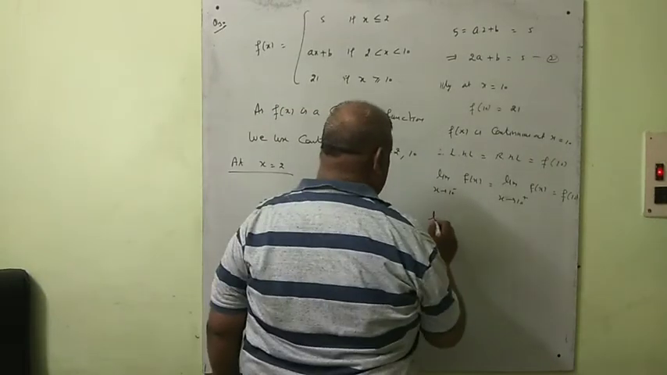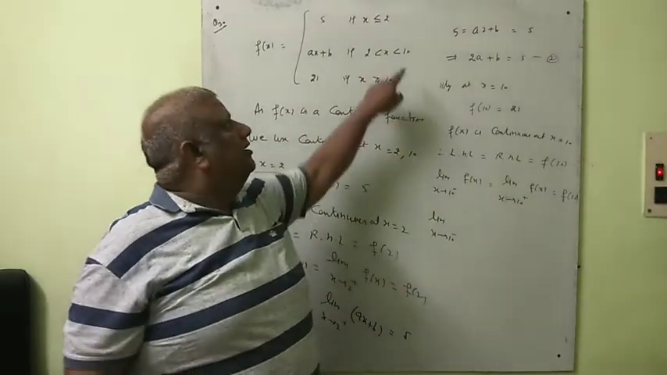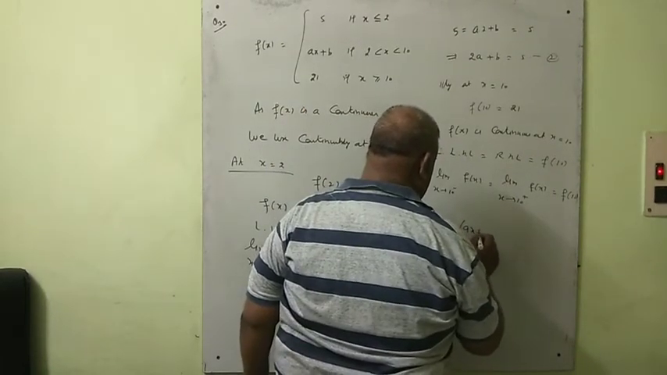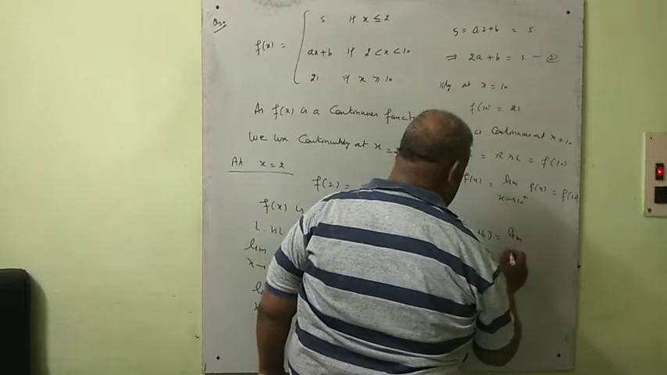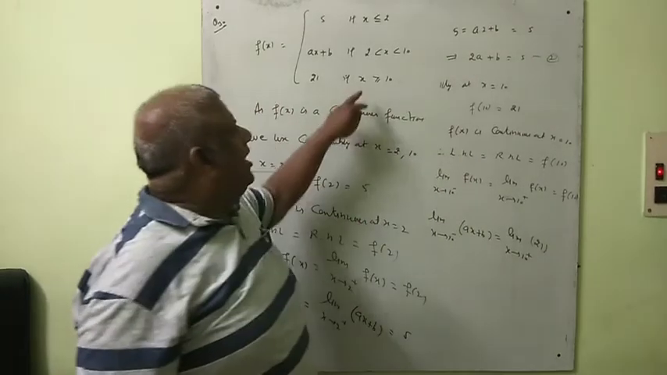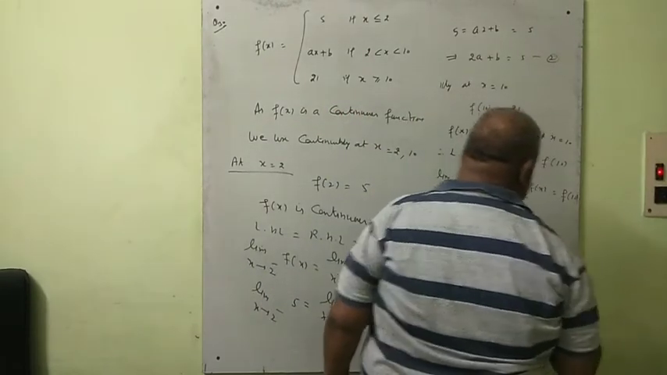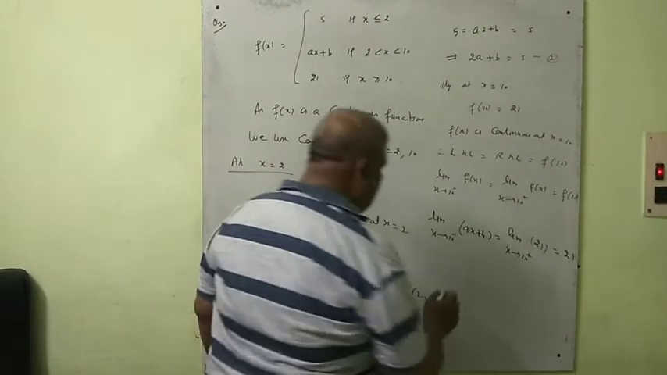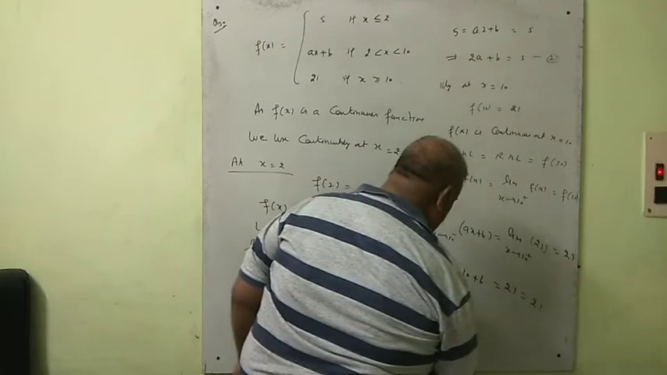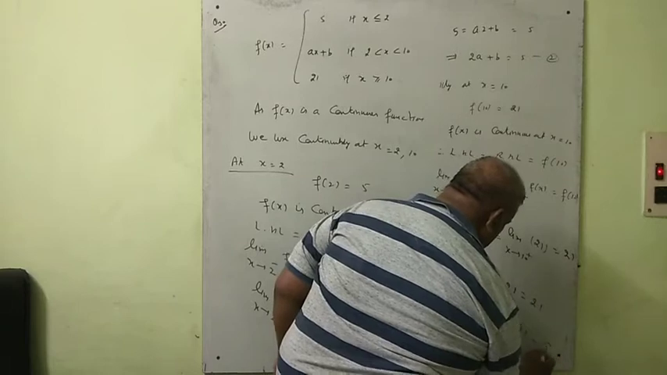Limit x tends to 10 minus, value of x is less than 10. Less than 10, function here is ax plus b. Limit x tends to 10 plus it is 21, because when x is greater than 10, value of the function is 21. Value of f(10) is also 21. This is a into 10 plus b equal to 21. From here, 10a plus b equal to 21, equation number 3.